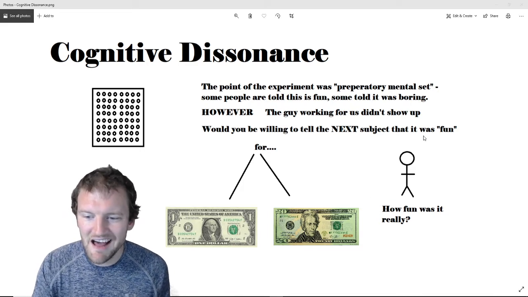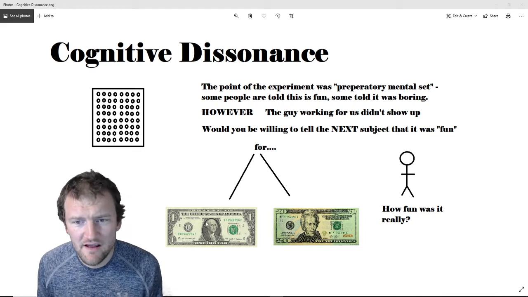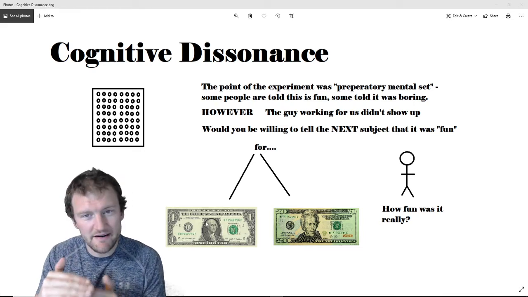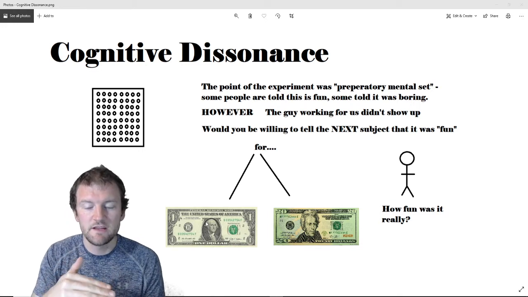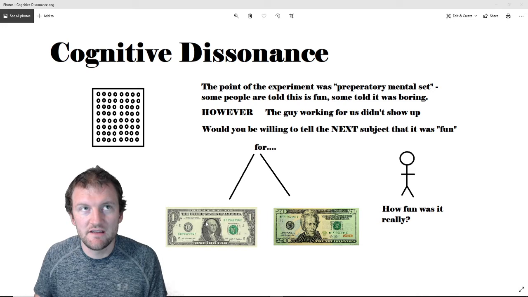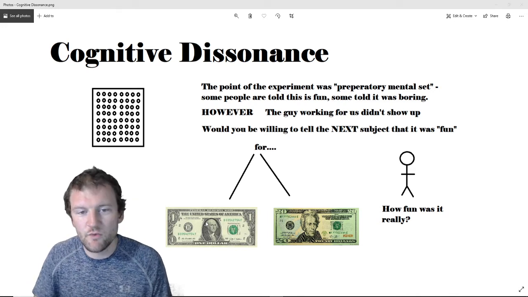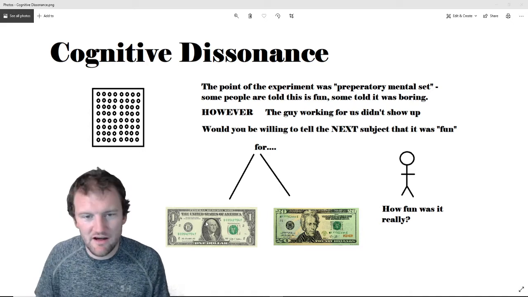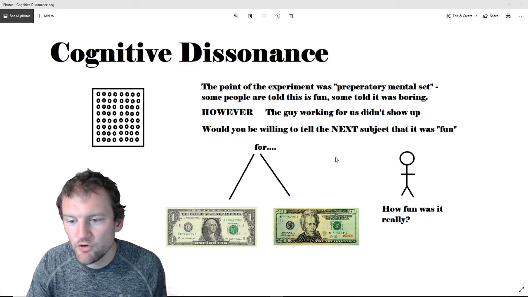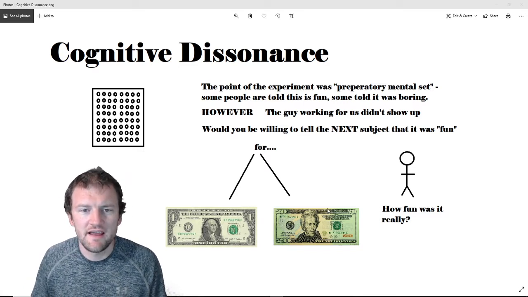If you told a lie for $1, that's not enough money to tell a lie. That's dissonant. You told this lie, but you only got paid $1. And the way to justify that subconsciously in your mind is by somehow convincing yourself, it actually wasn't that bad. I only did it for $1. I would have done it for free. It was okay. But if you told a lie for $20, you're fully justified in your lie, and that's okay.